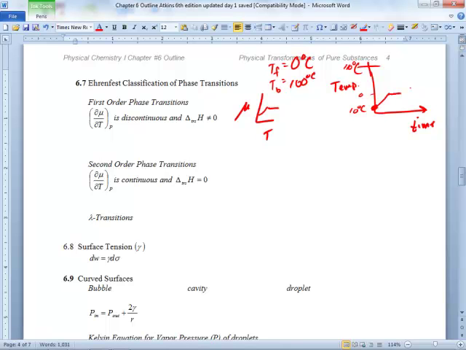Until it's all liquid. Exactly. It's going to be on that flat part until it's all liquid. I guess you got to keep the thing stirring up, otherwise one part's going to get warmer than the other. But yeah, it's going to stay flat until it's all liquid. And then curvy line or straight line?